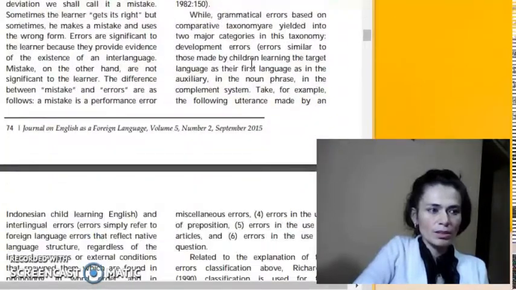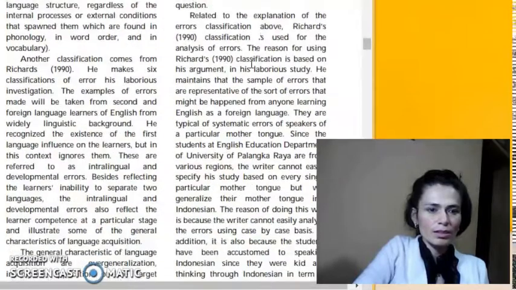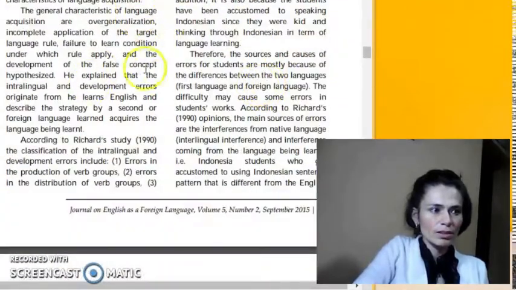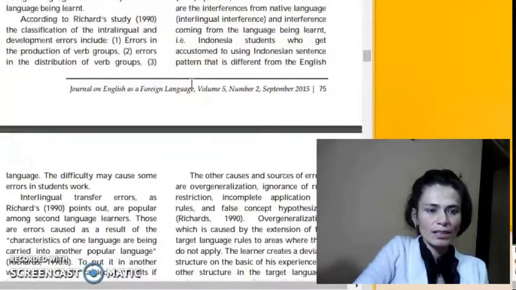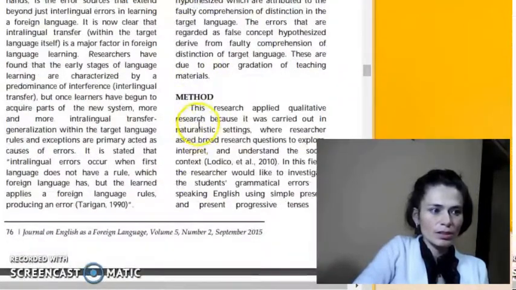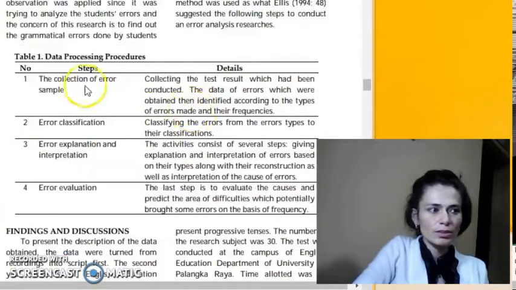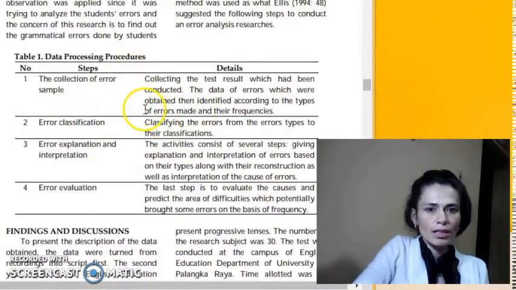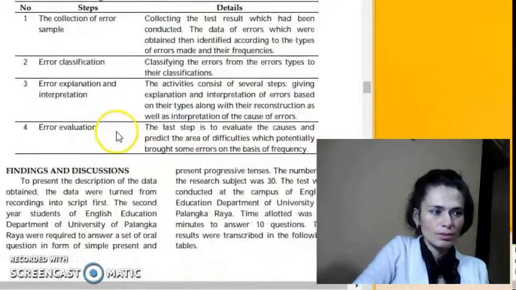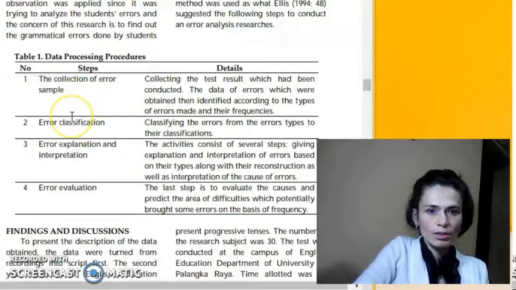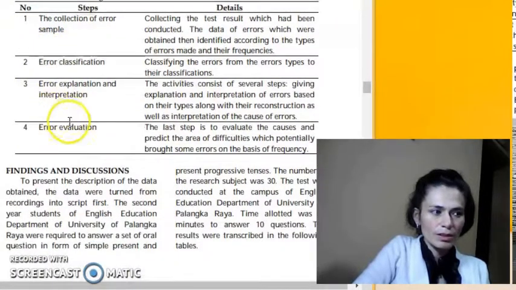Therefore, the data on the present simple and present progressive tenses are derived from the results of the student tests when they were speaking. To collect the data, the teacher applied observation in the classroom. The researcher tries to analyze the errors of the students, and the concern of this research is to find out the grammatical errors committed by the students.